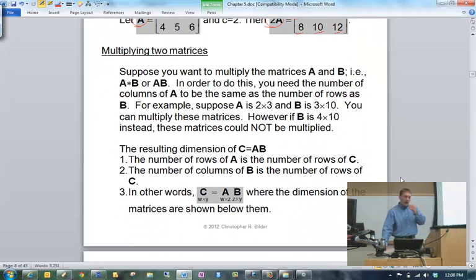Now here's something that, if people are totally new to matrix algebra, might seem strange at first. And that is, how can we now multiply 2 matrices together?